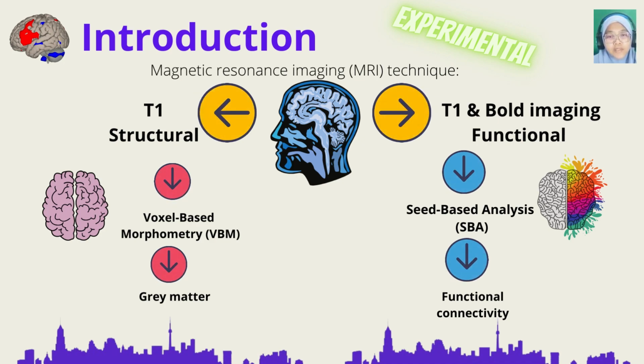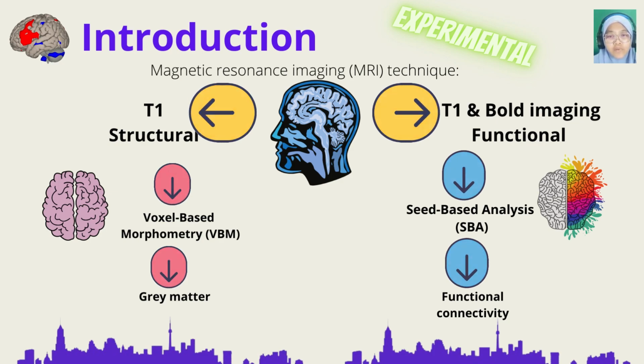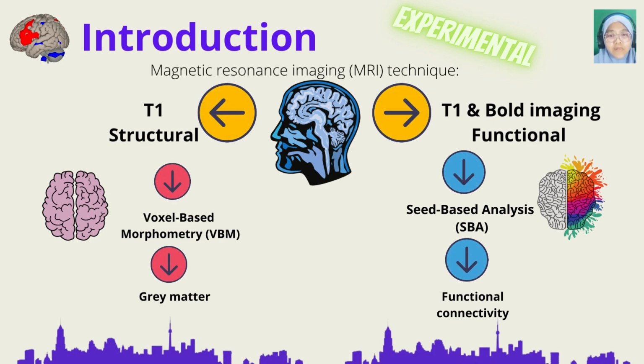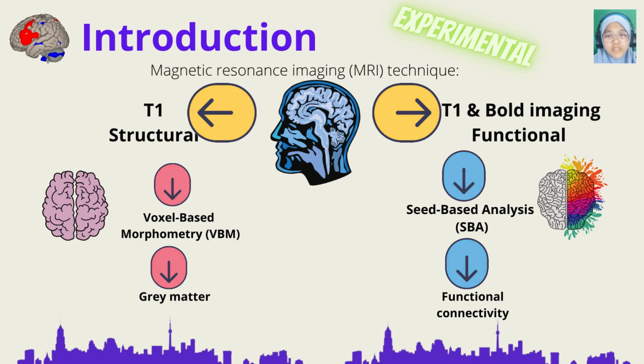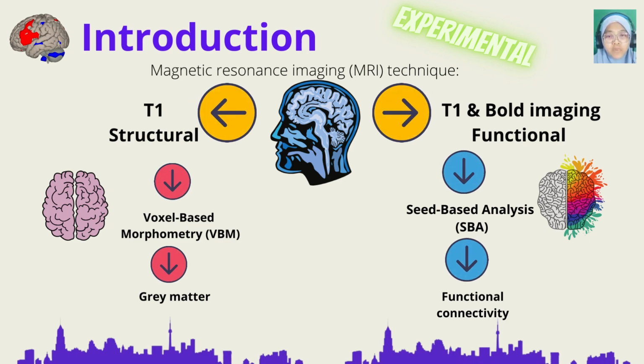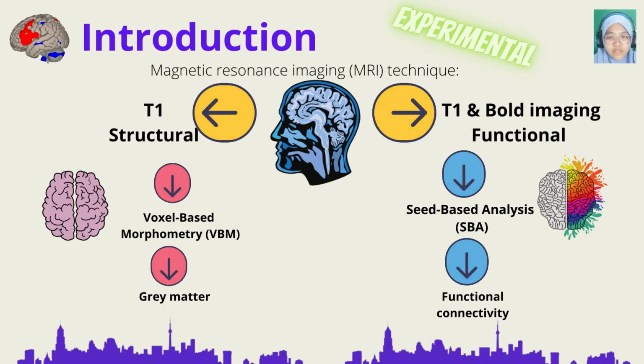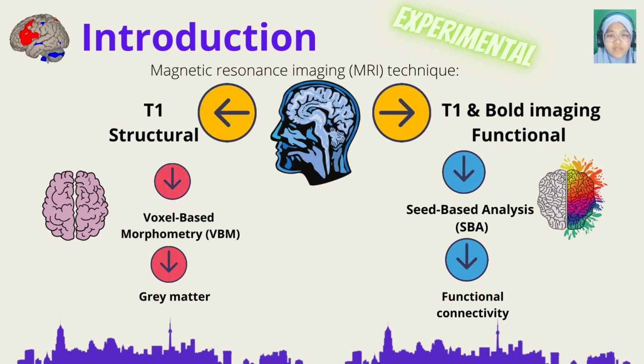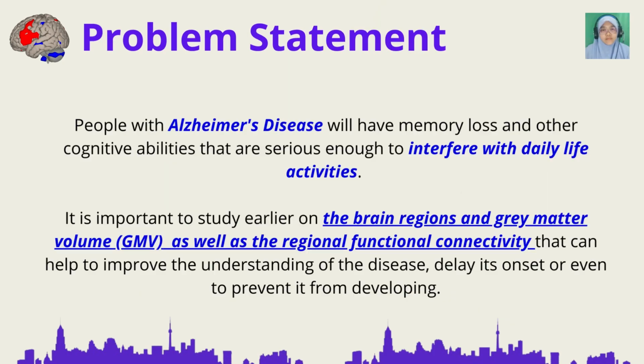Meanwhile, T1 together with BOLD imaging is producing the functional connectivity information of the brain using the seed-based analysis method, which is useful for the detailed analysis of a particular region of interest to measure changes and the relationship between the structural and functional and to reveal the functional connectivity of resting state fMRI.